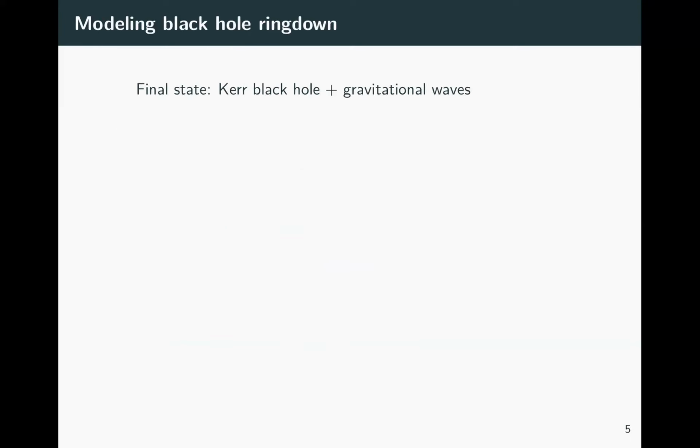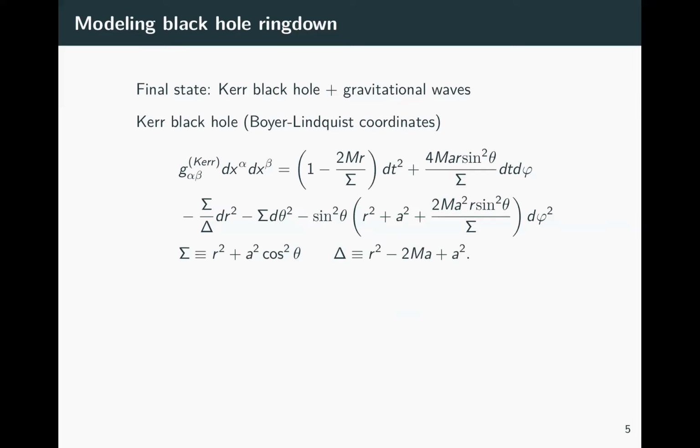But first, let's talk about modeling black hole ringdown. So the final end state is a Kerr black hole, and you can describe it as either a deformed black hole that's relaxing, or you could describe it as just a Kerr black hole with gravitational waves around it, and they're going to be dispersing and falling into the black hole and emitting away to infinity. Here's the Kerr black hole solution, just to remind you, in Boyer-Lindquist coordinates.